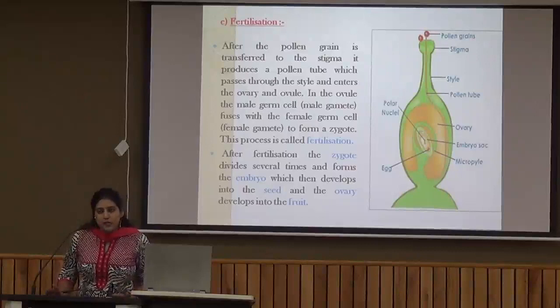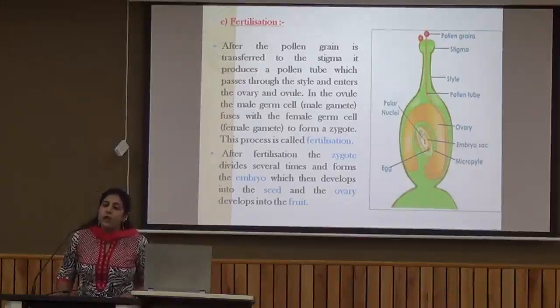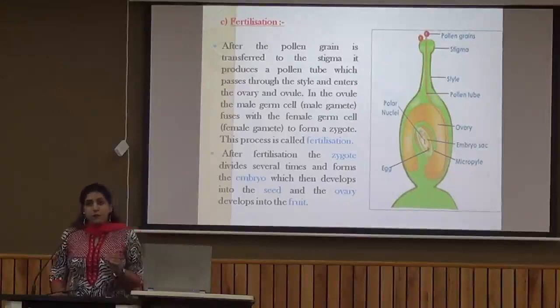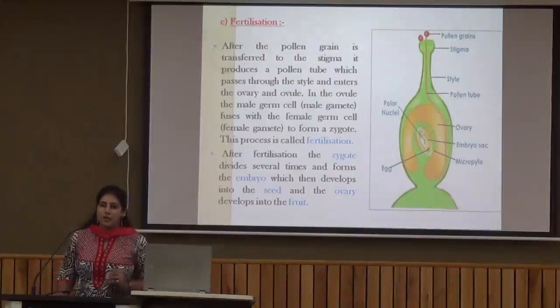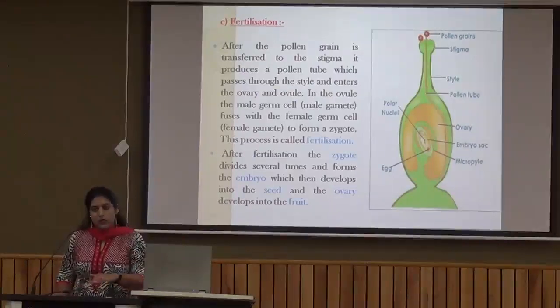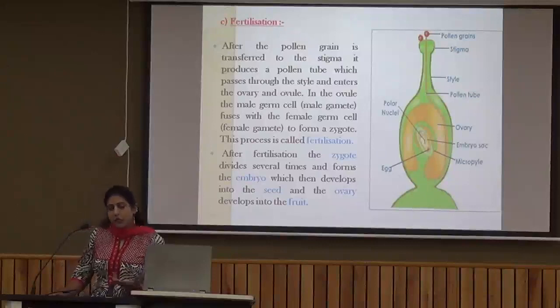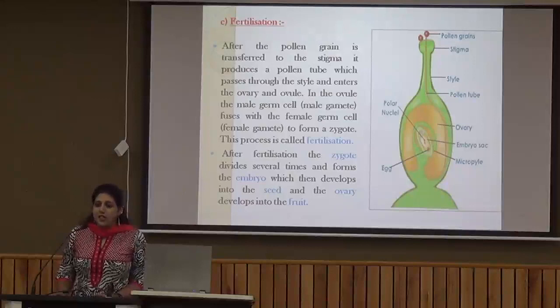The pollen tube bursts, and the male gamete will directly fuse with the ovule which is present inside the ovary to form a zygote. The fusion of male gamete with the female gamete to form a zygote is called fertilization, and it is taking place inside the ovary of a plant. Now once fertilization has taken place, the ovules, after the process of fertilization and growth, will be converted into seed, and the ovary will be converted into fruit.